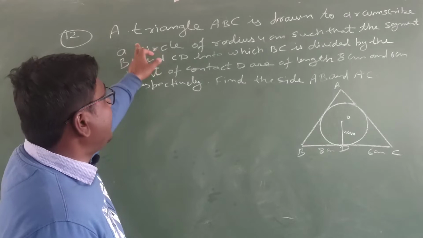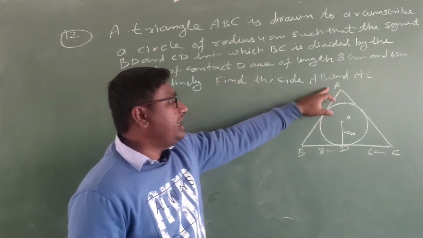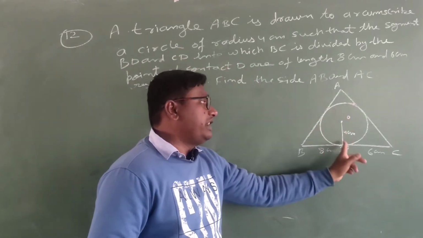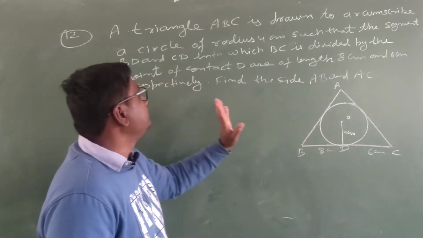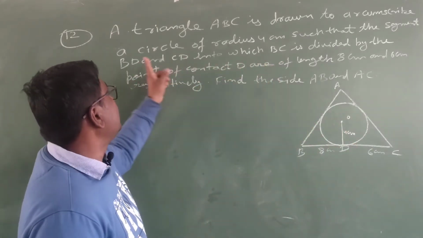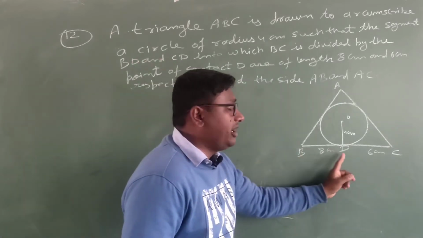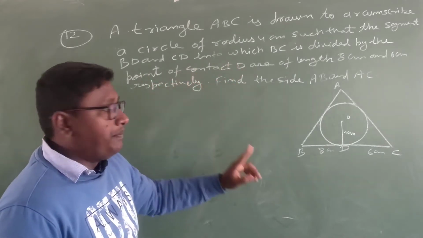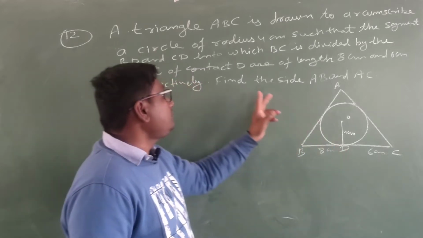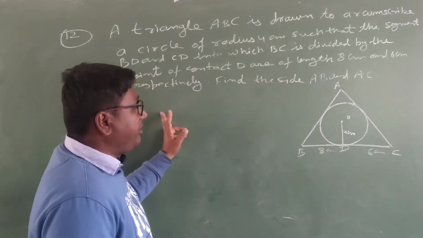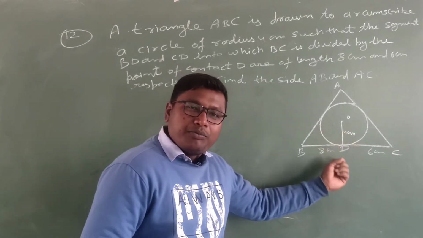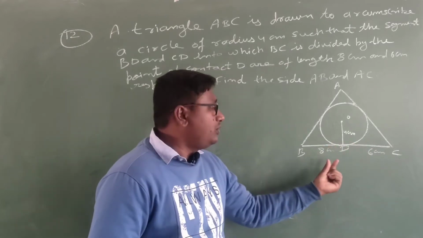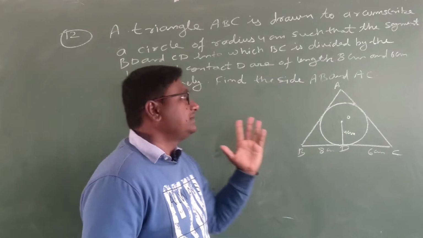You see, a triangle ABC is drawn. So this is triangle ABC. Now, to circumscribe a circle of radius 4 centimeter. So this is a circle whose radius is 4 centimeter. Such that the segments BD and CD, into which BC is divided by the point of contact D, are of length 8 centimeter and 6 centimeter. So you see, BD will be 8 and CD is 6.